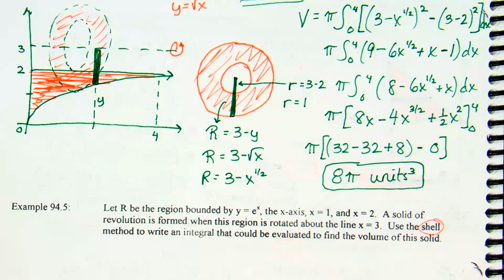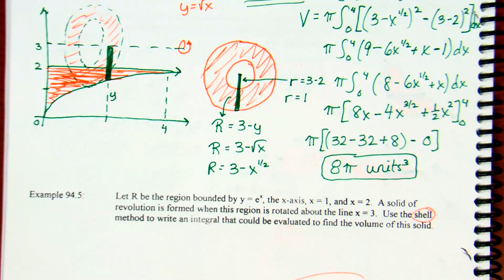Okay, there are a couple of problems down here. 3, 9, and 10 become 15, 17, and 18 from 93.